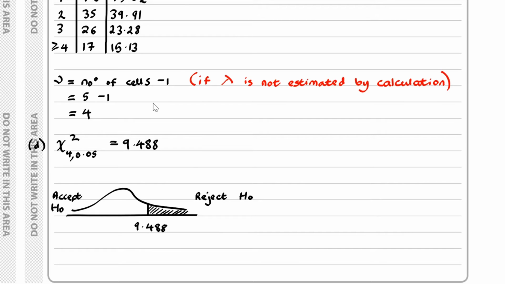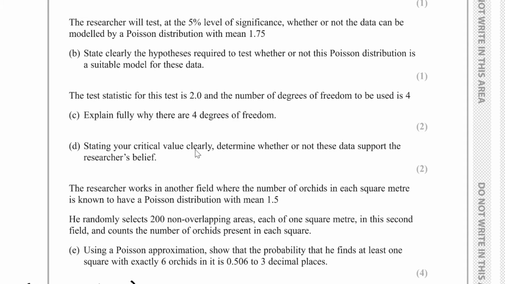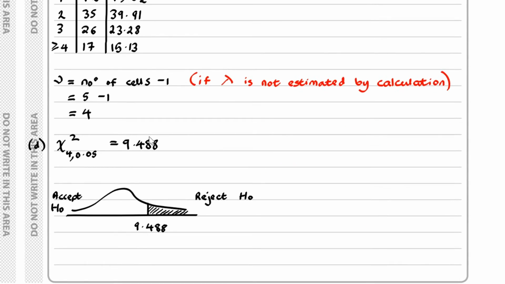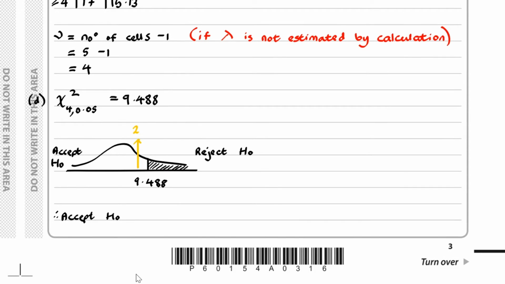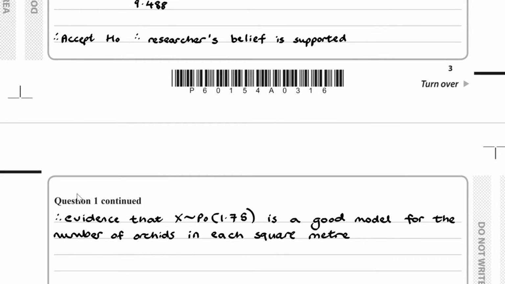And we got a value of 2, so the 2 was calculated over here. So the 2 obviously is less than this 9.48 etc. So we have 2 over here, and therefore we do not reject the null hypothesis, so we can see that we accept H0, and because of that we can conclude the following. We can conclude that the researcher's belief is supported, and that is that there is evidence that this Poisson model is a good model for the number of orchids in each square meter.